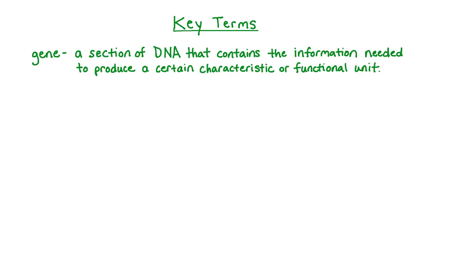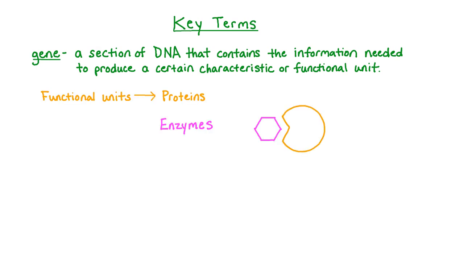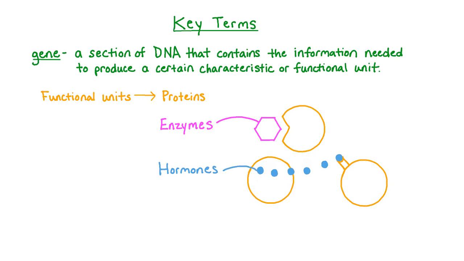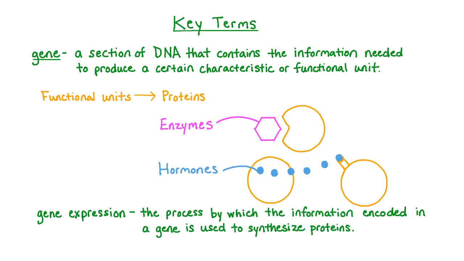A gene is a section of DNA that contains the information needed to produce a certain characteristic or functional unit. For example, proteins are a type of functional unit. And many genes contain the information needed to produce proteins like enzymes and hormones. Gene expression is the process by which the information encoded in a gene is used to create or synthesize proteins.